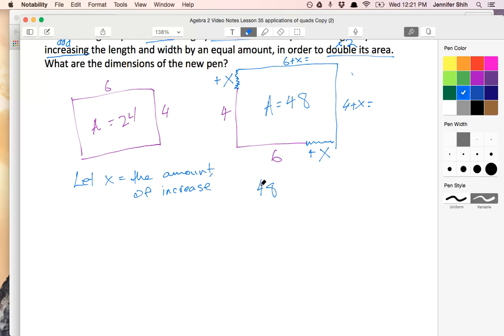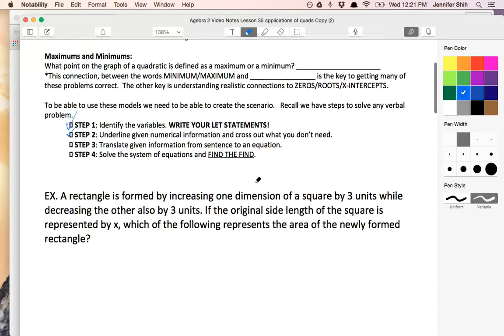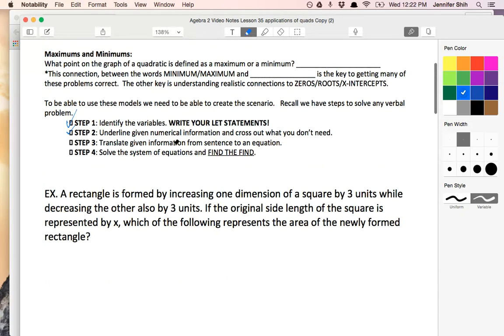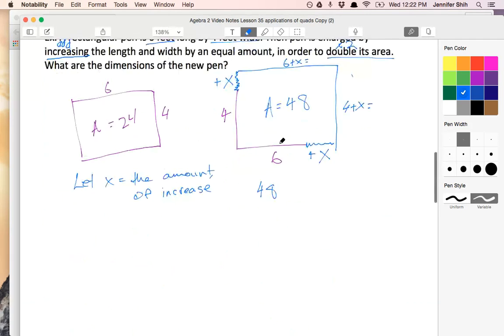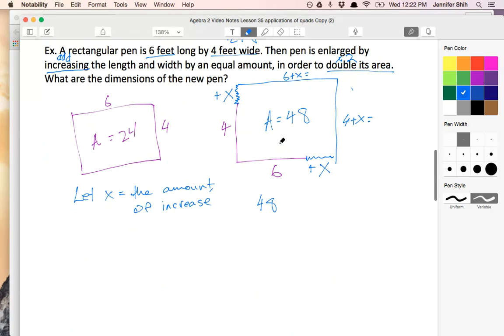This is step 3, and sometimes step 3 is the hardest part, because you need to translate the given information from a sentence to an equation. And there's no really easy, surefire way we can explain this to you. You have to use your logic and your reasoning in order to create these equations. But it's okay, because if you make this equation and then it doesn't work, you just go back and fix your equation, and then you try it again.